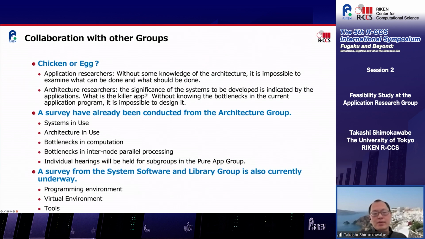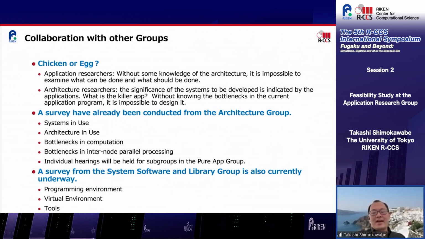So the collaboration with the other groups is very important, but this is a chicken or egg situation. From the application researcher side, without some knowledge of the architecture, it is impossible to examine what can be done and what should be done. And from the architecture research side, the significance of the system to be developed is indicated by the applications.